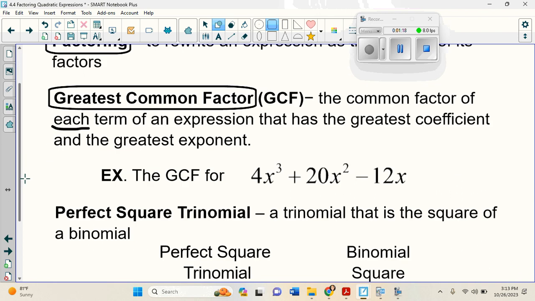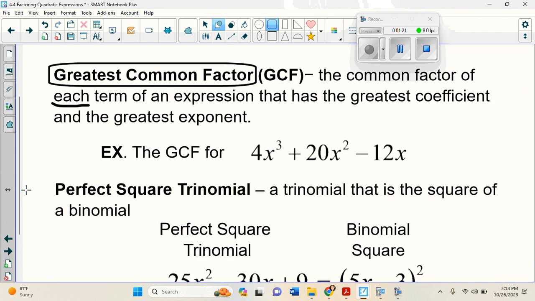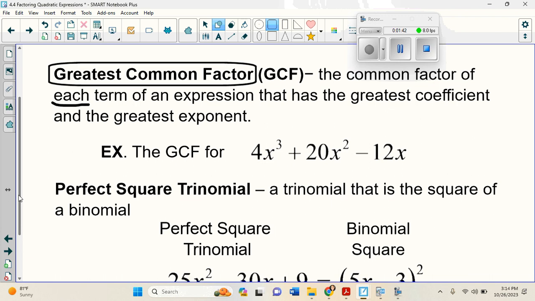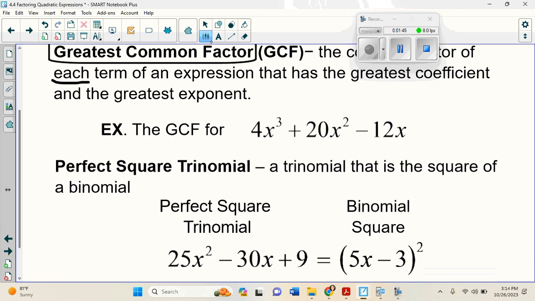So for example, we have 4x cubed plus 20x squared minus 12x. Since 4 is divisible into 4 itself, 20 and negative 12, 4 is the constant that can go into all three. And there's an x cubed, an x squared, and an x to the first power here. Even though the 1 is not given, this is x to the first power. The GCF is 4x.